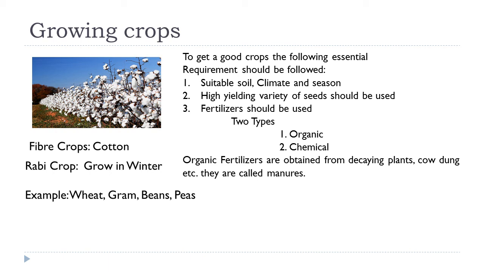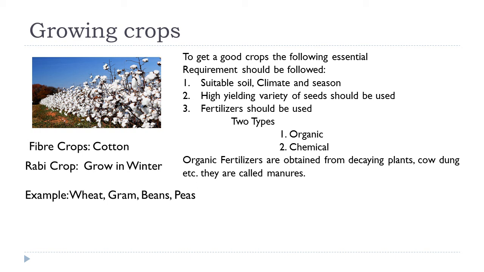So to get a good crop, plants should be provided suitable conditions. So here some points are there. First, we should select the suitable soil, climate and season for a crop. And high yielding variety of seeds should be used. The right kind of fertilizers should be added to the soil. What is the use of the fertilizer? Fertilizers are used to make the soil more fertile.